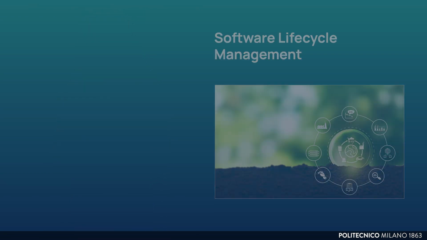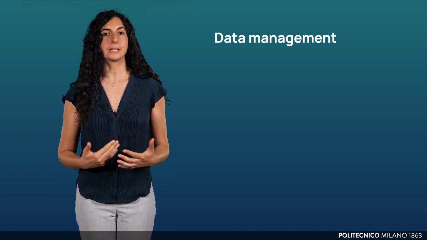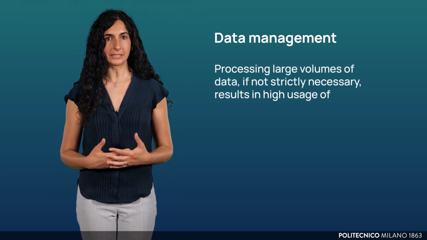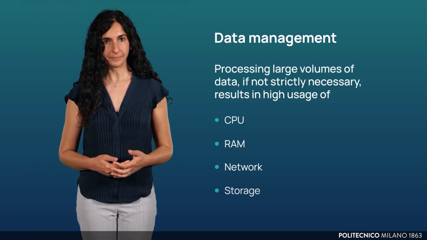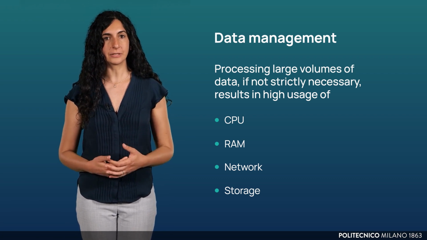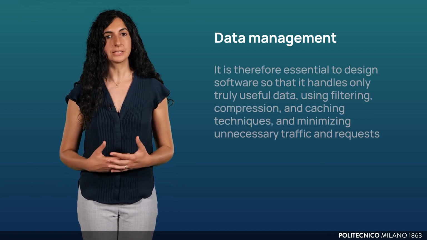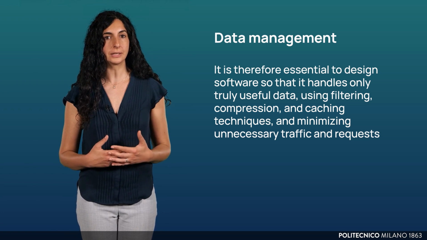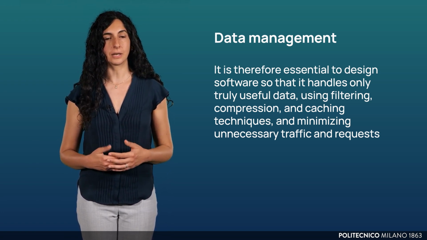The way an application collects, processes, stores, and transmits data has a significant environmental impact. Processing large volumes of data, if not strictly necessary, results in high usage of CPU, RAM, network, and storage. For example, overly verbose logs, indiscriminate data collection, or excessive use of streaming can generate avoidable energy costs. It is therefore essential to design software so that it handles only truly useful data, using filtering, compression, and caching techniques, and minimizing unnecessary traffic and requests.